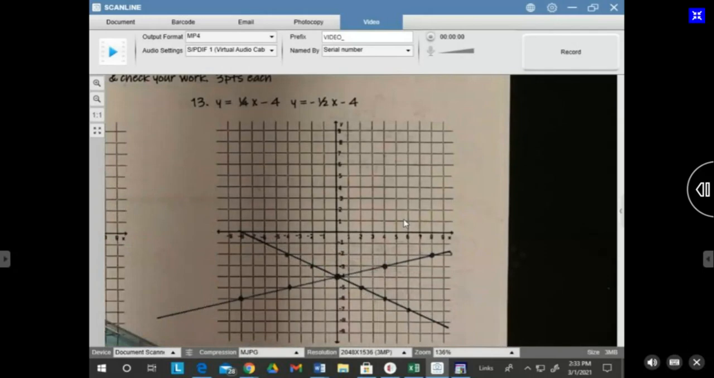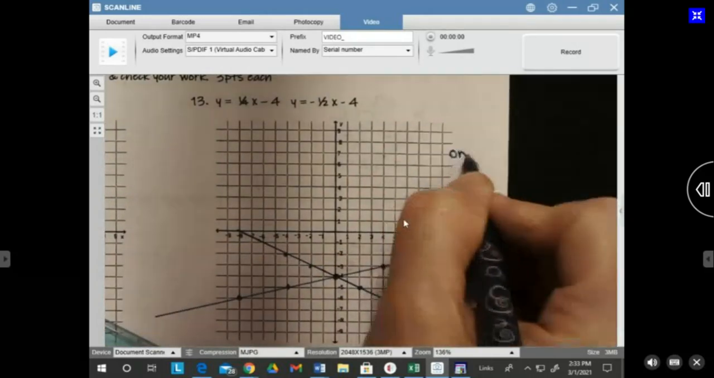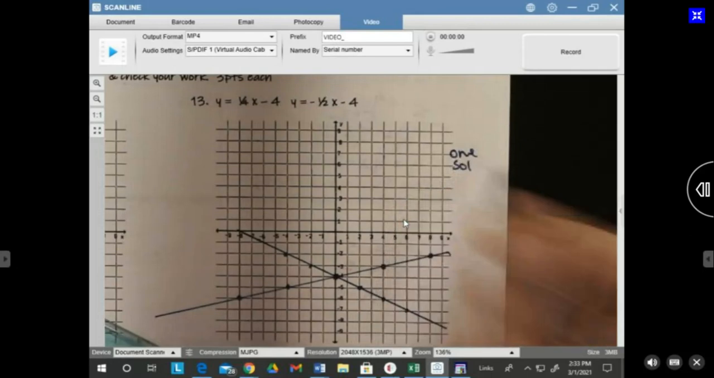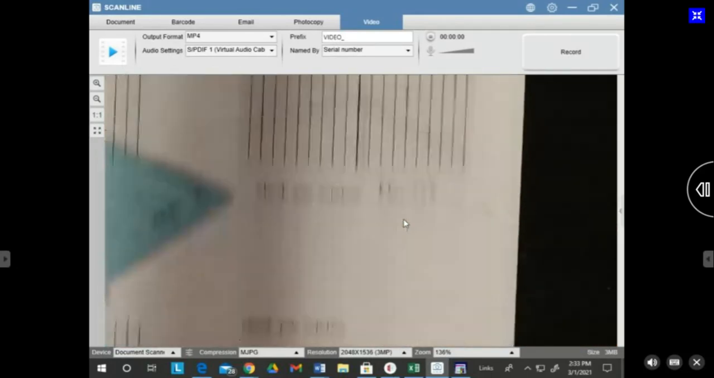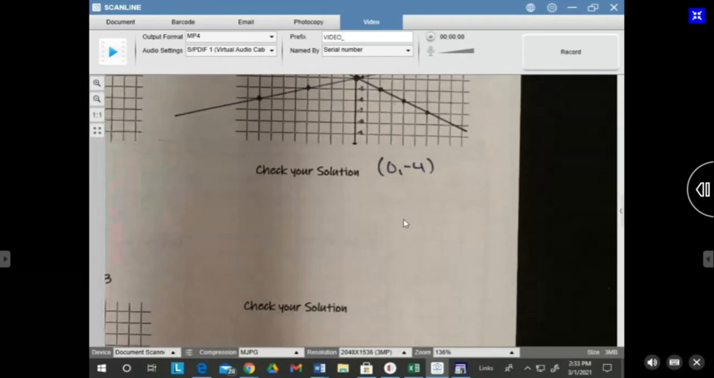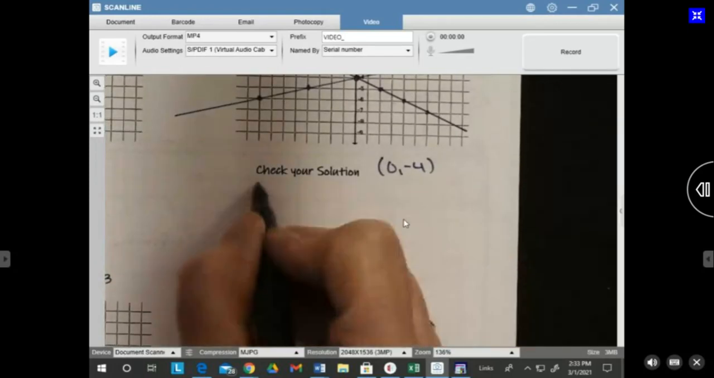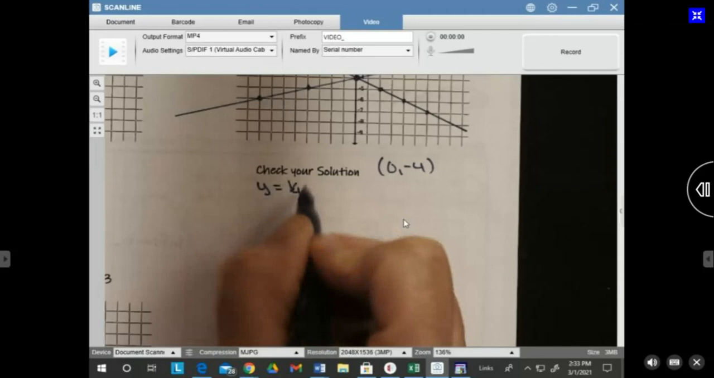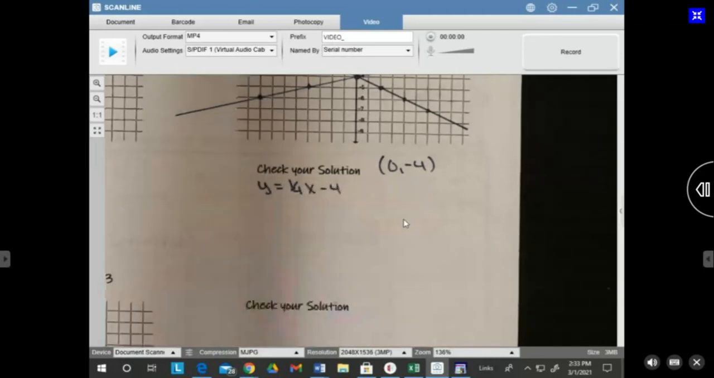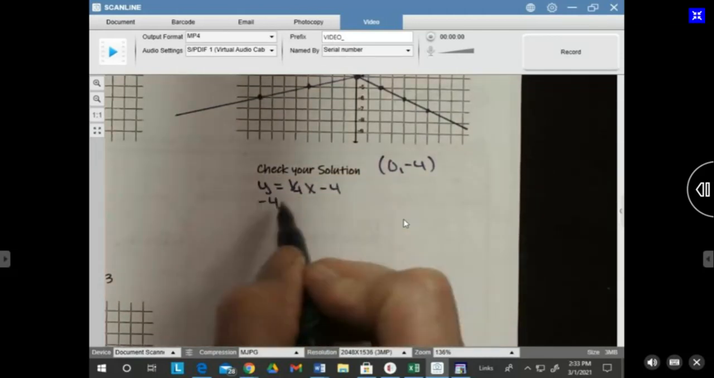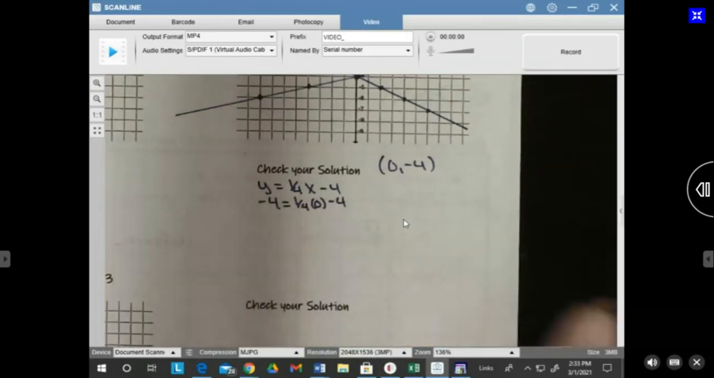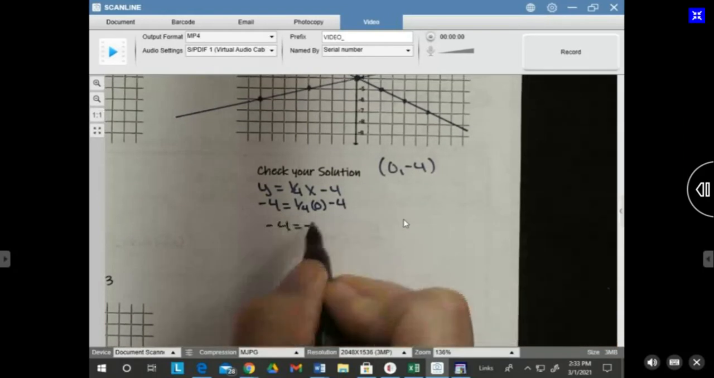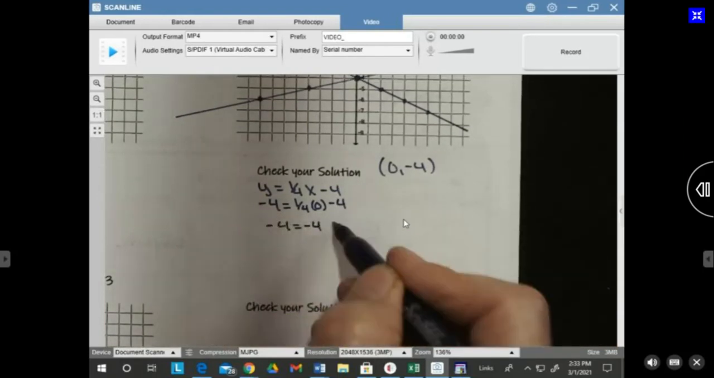All right, I have one solution. 0 and negative 4. What is that solution? 0, negative 4. All right, what does this say right here underneath the graph? Check your solution. So I need y equals 1/4 x minus 4. Negative 4 equals 1/4 times 0 minus 4. Okay, so what's 1/4 times 0? 0. So negative 4 equals negative 4. Check.